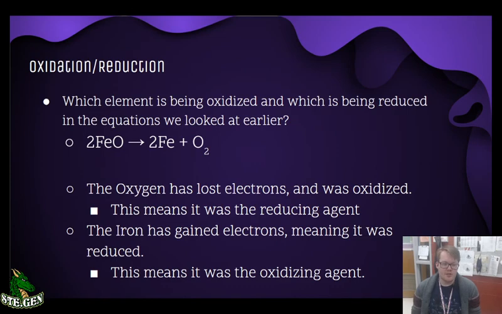If we go to the other one, 2FeO gives 2Fe plus O2. Oxygen has lost 2 electrons. That means it was oxidized. That means it was the reducing agent. Iron has gained electrons. That means it was reduced, which makes it the oxidizing agent.